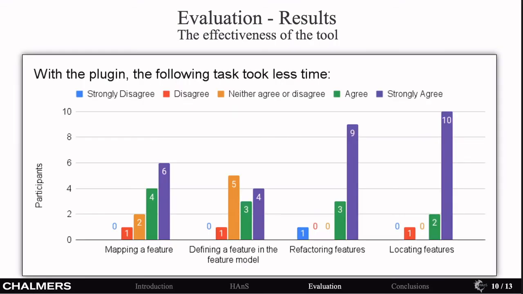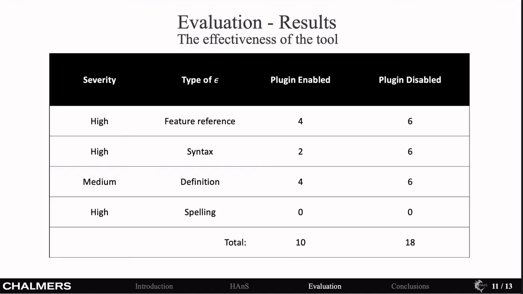To answer the second question, is the tool effective? We have to see how non-intrusive the plugin can be to a developer. Do they find it less time-consuming to annotate code with the plugin? And does it help them with locating features? As we can see from this result, they generally find it less time-consuming to do these tasks with the plugin. However, less time doesn't speak for itself. Increasing the speed of a task often increases mistakes. And therefore, we recorded the mistakes.